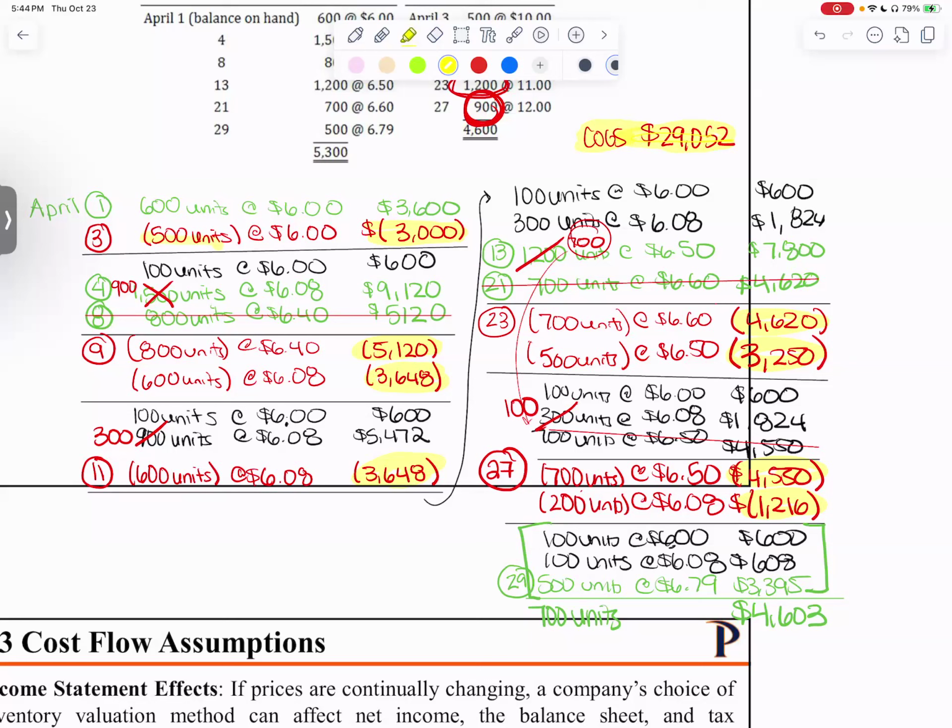We can also add up all of our units and make sure that we get to that 4,600 units. So if we add up all of these that I just highlighted in yellow, you should get 4,600. And then again, if we take our cost of goods sold, we add it to our ending inventory that we calculated down here, we should get 33,655, which was our cost of goods available for sale.